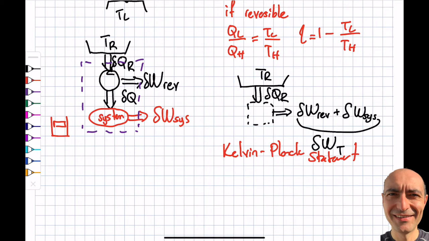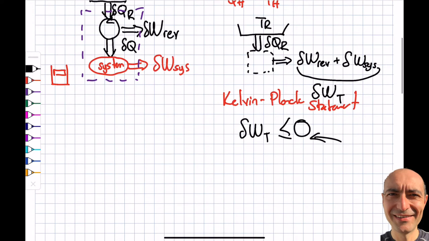And I will use what I'm going to say next in probably 10 minutes, but the work output of this particular cycle cannot be positive. If it is positive, it is violating Kelvin-Planck's statement. And I'm going to use this in about 10 minutes, like I said, okay? But for now, I'm going to move on. And what I will do is write my first law to the dotted system, okay? If I write that, I will see E in minus E out is equal to dE of the system, right?